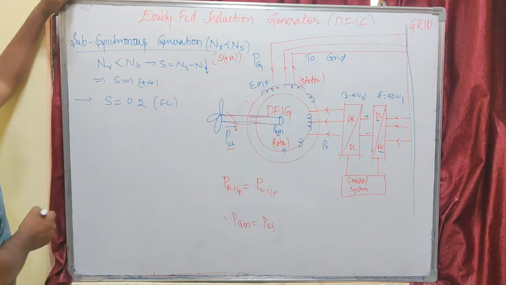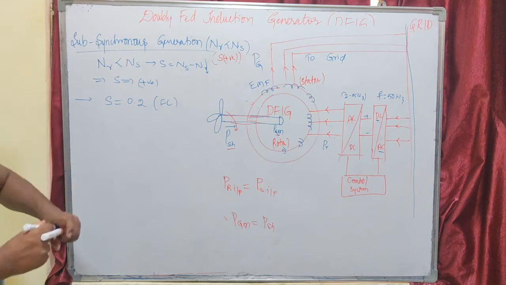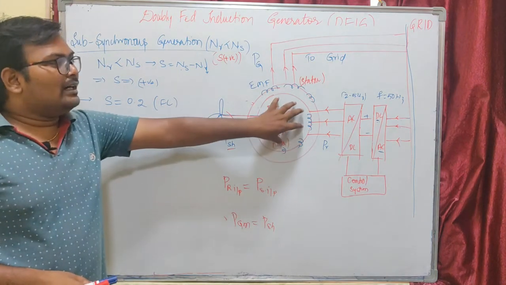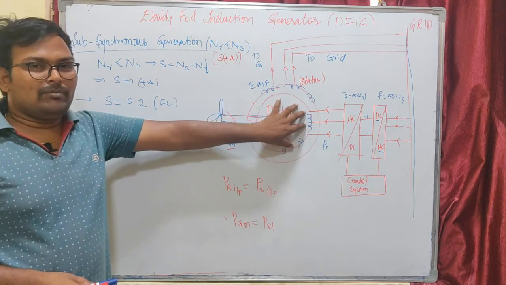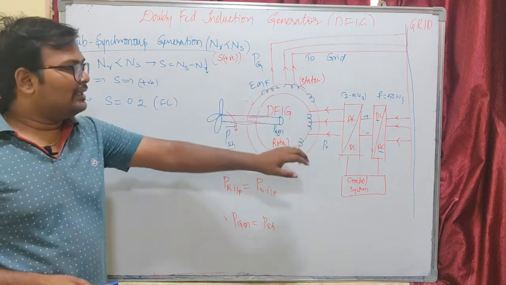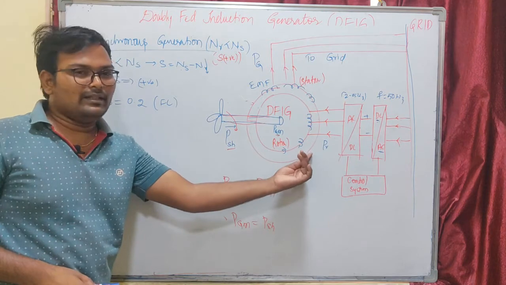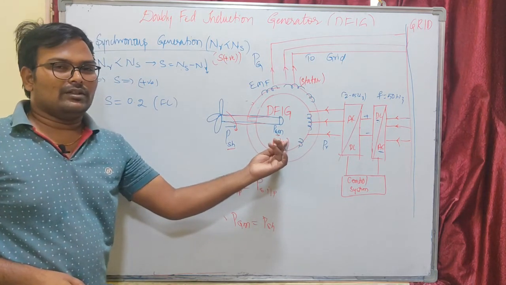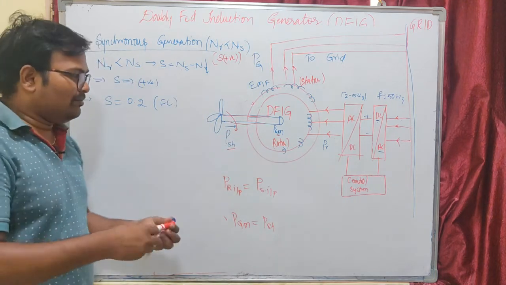So now let us try to understand. Under subsynchronous generation, as the rotor speed is less compared to synchronous speed, our rotor cannot generate any power in the rotor circuit. That's why it requires some power from the grid. That is, PR is needed by the rotor. That means PR is going into the rotor circuit here, and we are giving mechanical power from our windmill here.